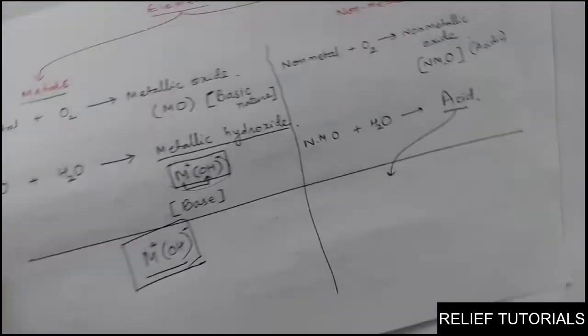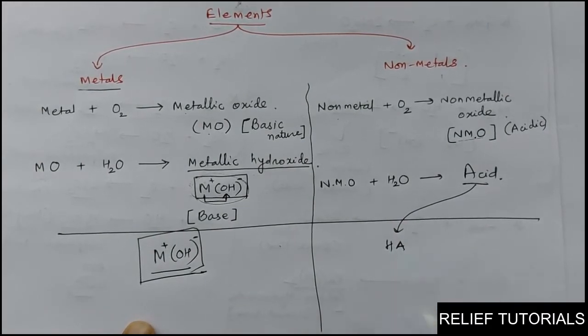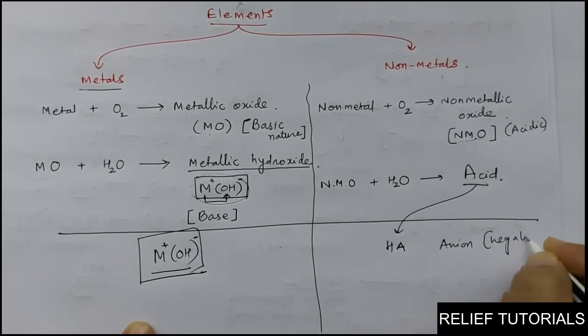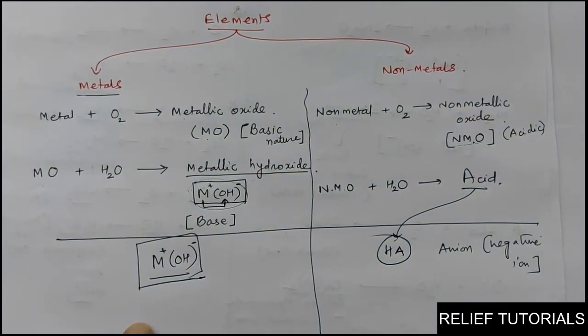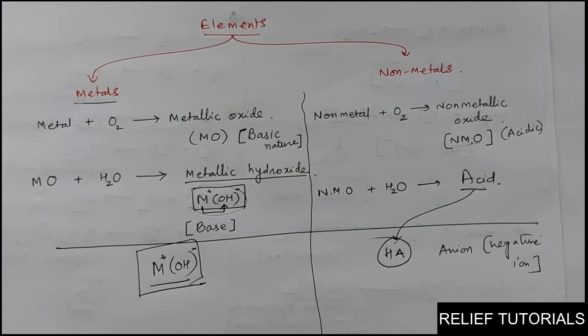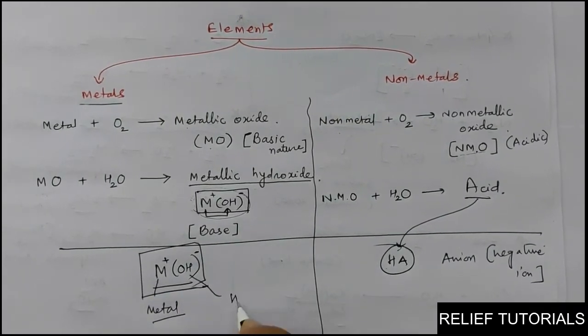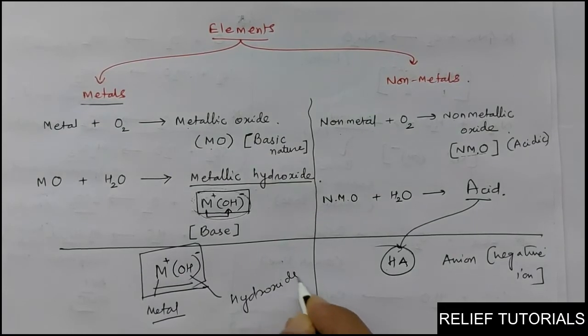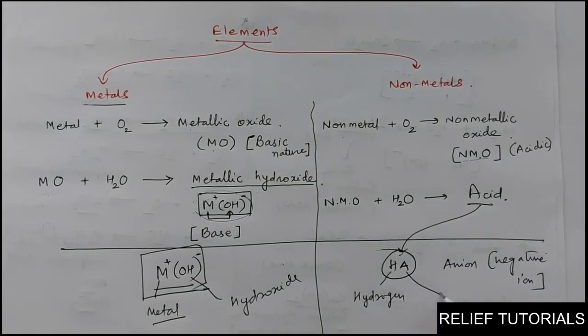So every acid has the composition that it is made up of H and one anion. Anion means negative ion. So every acid has the composition HA, H for hydrogen, A for anion. Here in the base, M is for metal and OH is for hydroxide. Here H is for hydrogen and A for anion, meaning negative ion.